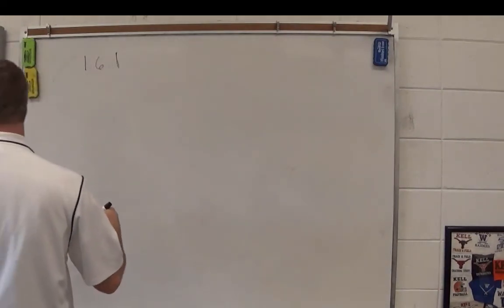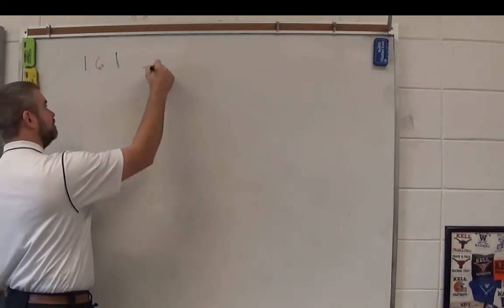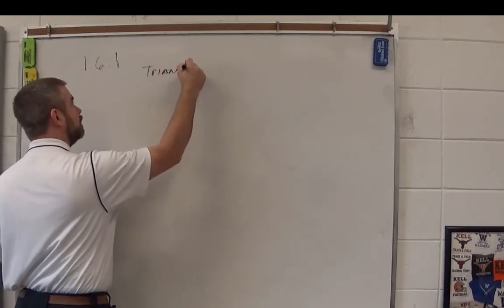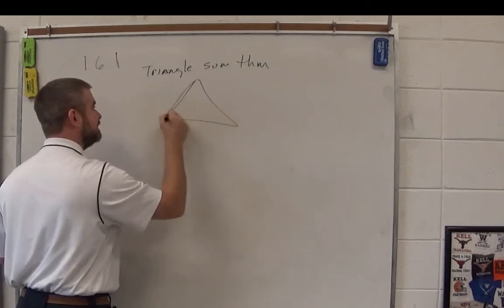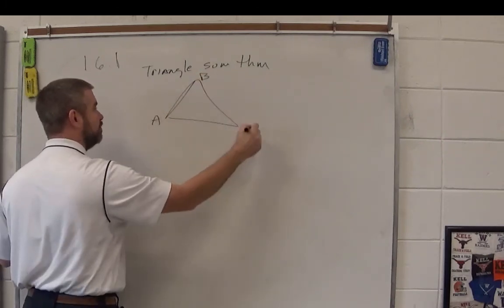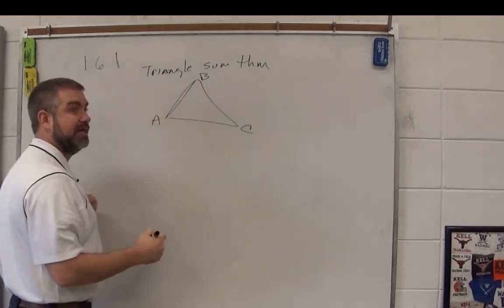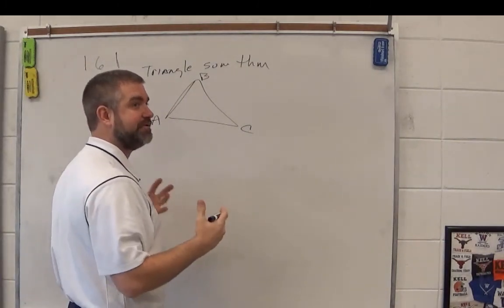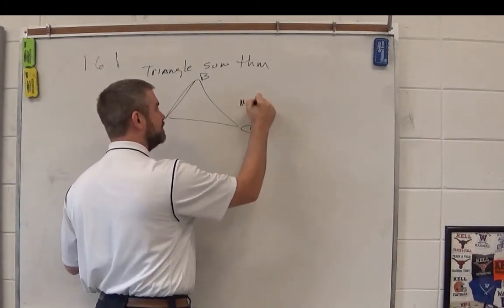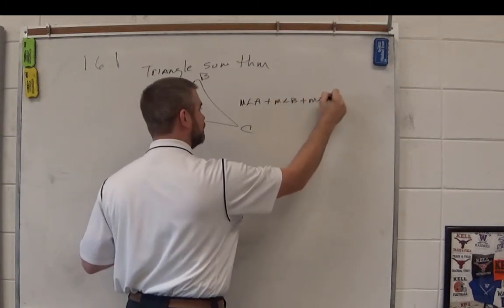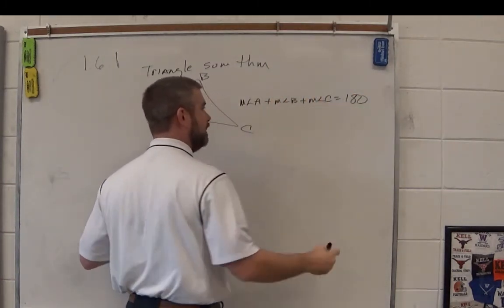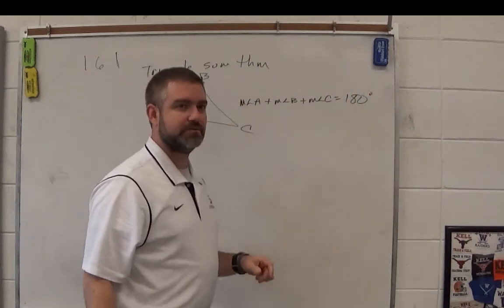The first one here is the triangle sum theorem. It simply says that the interior angles of a triangle, the measure of angle A plus the measure of angle B plus the measure of angle C, must add up to 180 degrees. Okay?